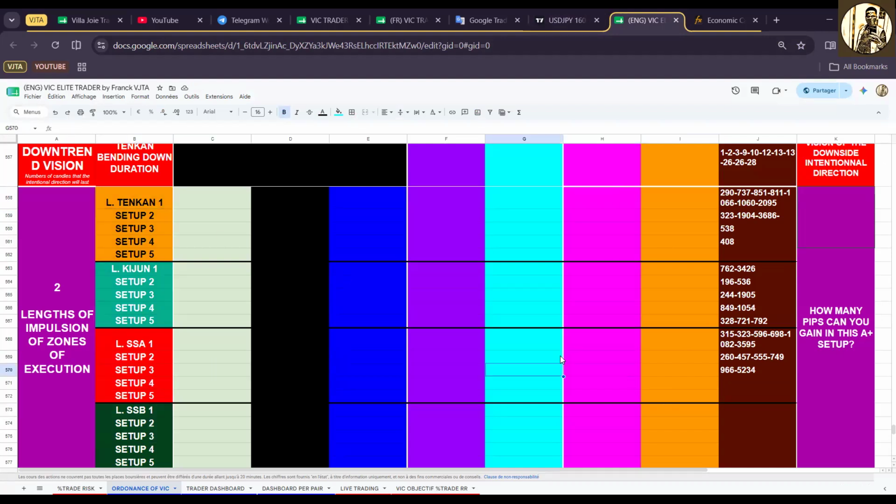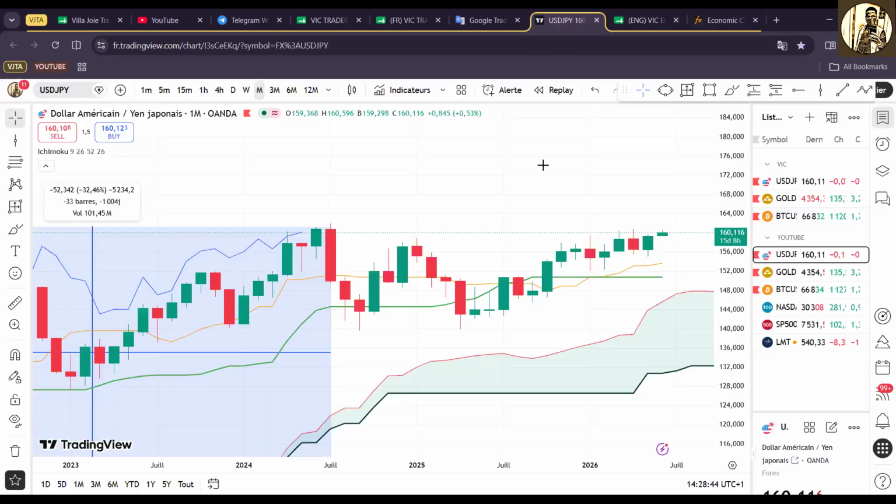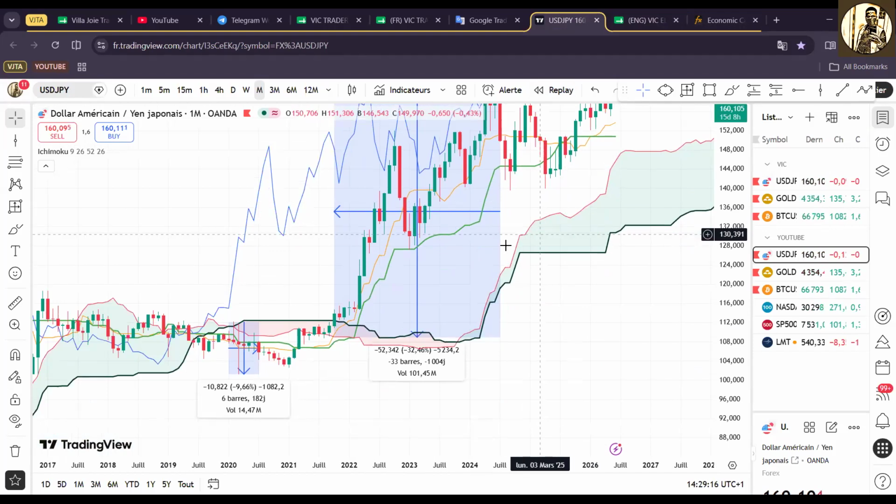for SSA. So you have the number of pips that SSA can give you at minimum 260 pips, but at its best, from the last time you touch SSA, it can give you at its best 5,000 pips, from what I see for the moment, because it looks like it's about to break to the upside here.